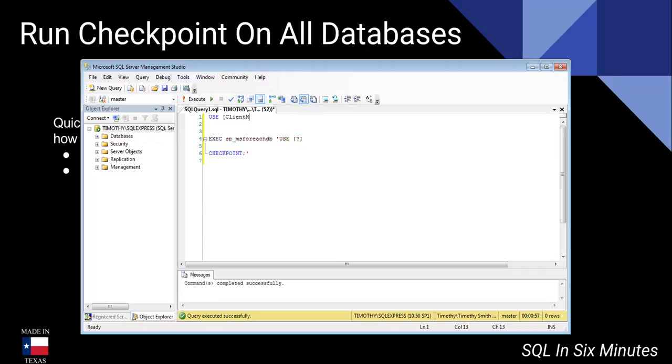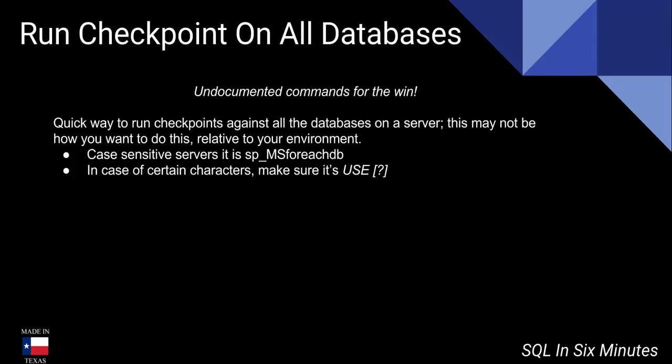So if there was a dash, and there isn't, but let's say there was, you would get an error if it weren't wrapped in brackets. So that's one of the reasons why I wrap it in brackets. And then, of course, I'm running a checkpoint.